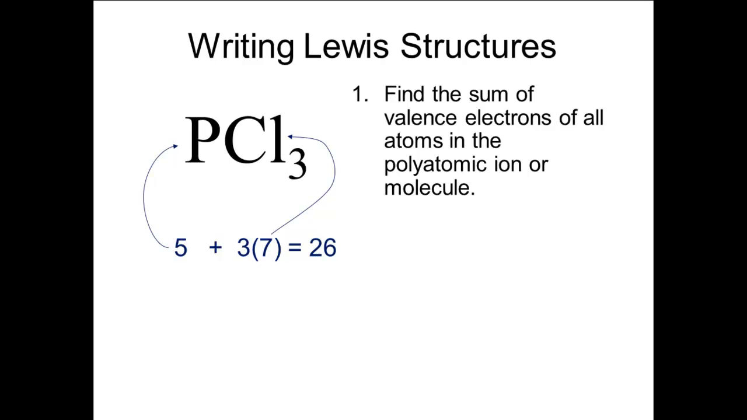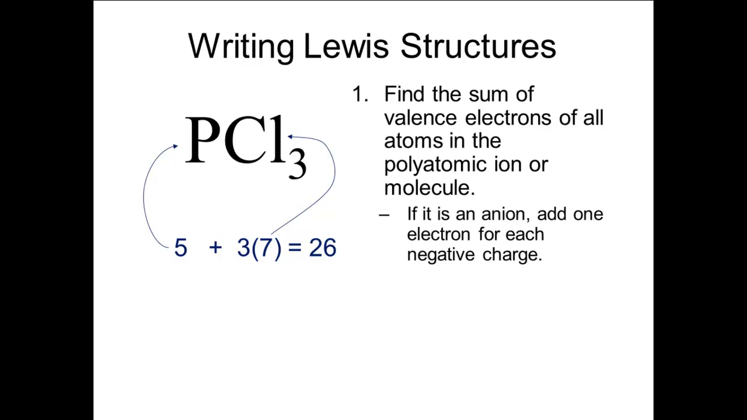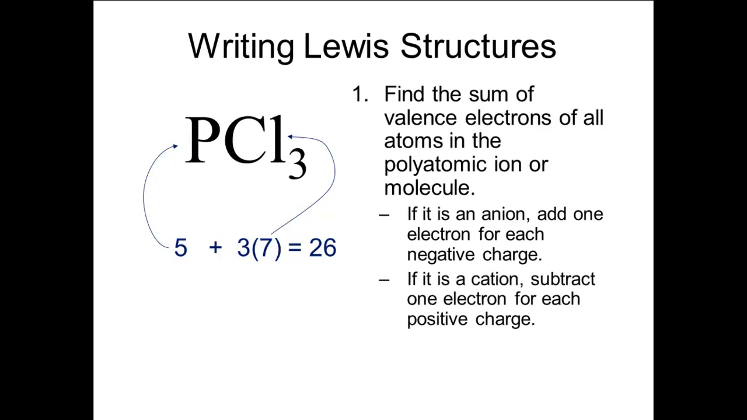If the species is an ion, a polyatomic ion like, for example, CO3 2-, then you need to add as many electrons as the negative charge to get the correct number of electrons. If the ion is positively charged, then subtract the number of electrons equal to the positive charge to get the correct number of electrons.